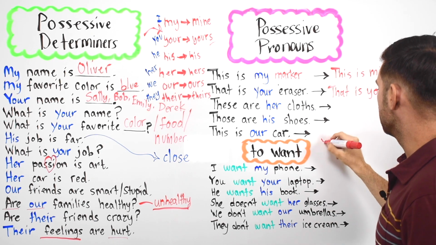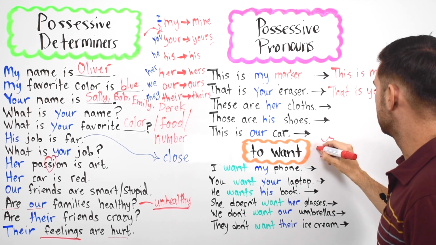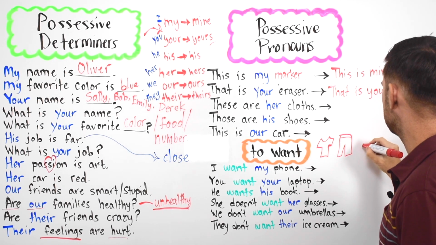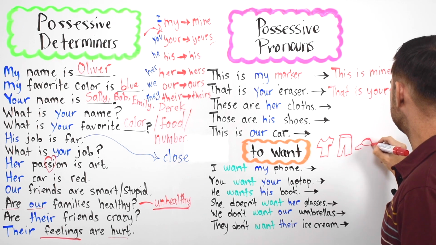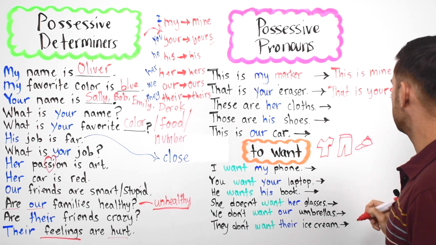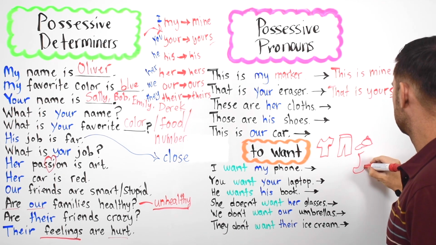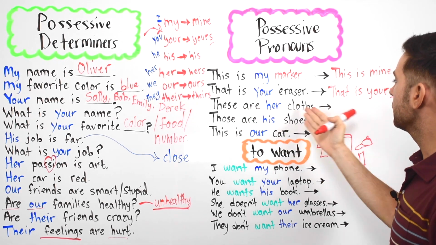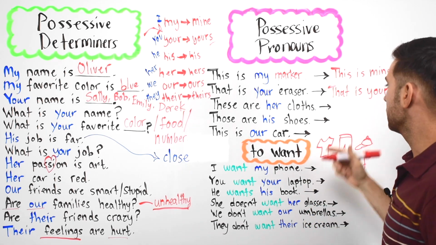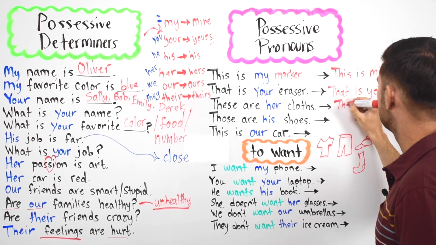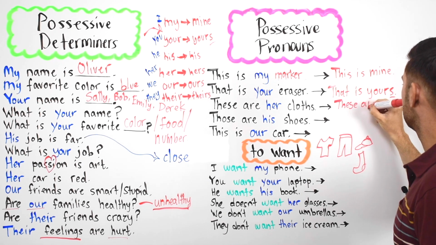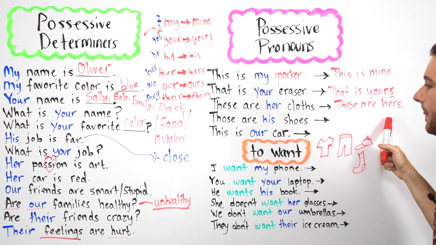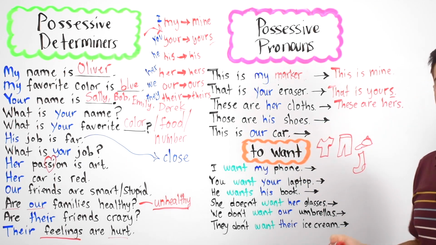Clothes are what you wear. For example, you have shirts, okay? Those are clothes. You have pants, okay? Those are clothes. You have hats, and those are also clothes. You have socks. Okay, those are clothes. So these are her clothes. These right here, these are her clothes. We'll say these are hers with an S. These are hers. Next we have those are his shoes.